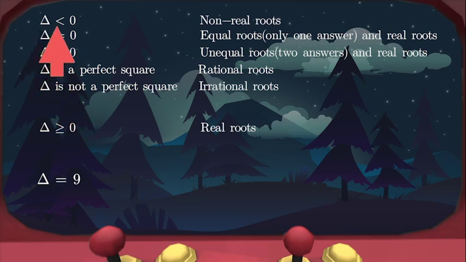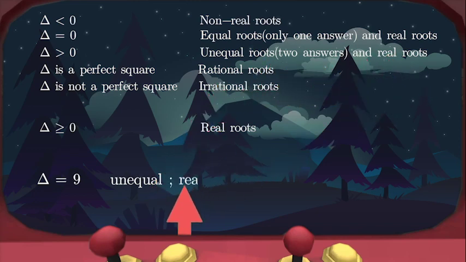So if delta is less than 0, which it's not, because 9 is not less than 0, so we don't have to write down this description. When delta is equal to 0, well, 9 is not equal to 0, so we don't have to write down this description. When delta is greater than 0, well, yes, because 9 is greater than 0, we will have to write down that the two x answers will be unequal roots. So we write down unequal. We also know that they will be real roots. So we write down that the x answers will also be real numbers.